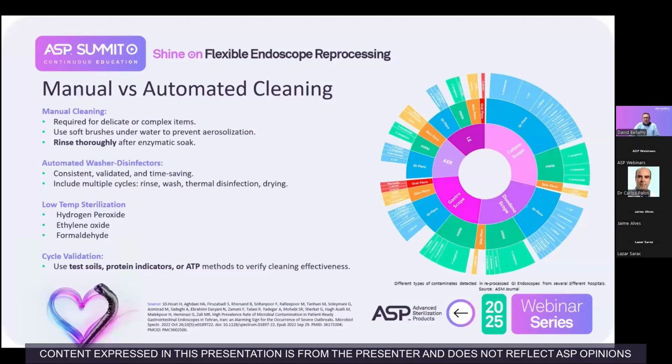Standards like ST91 and GENSA emphasize manual brushing underwater to prevent the aerosolization of contaminated particles, and it's a technique particularly relevant in endoscopy.